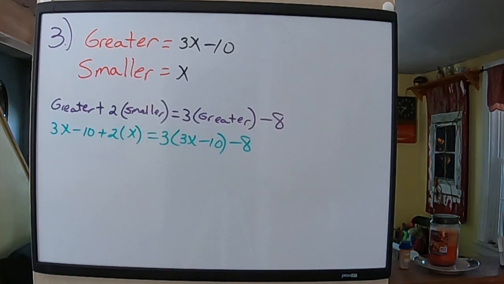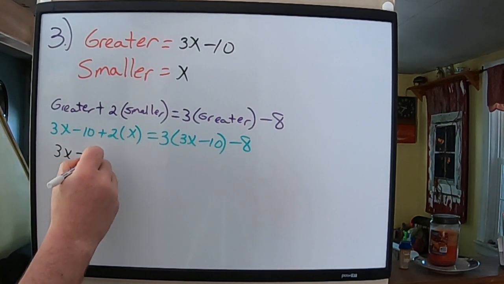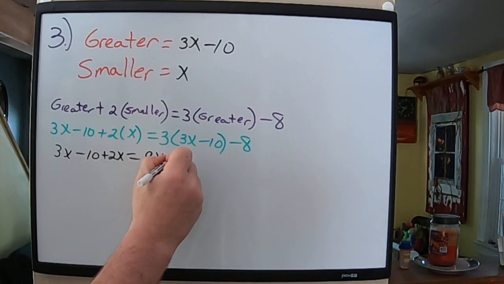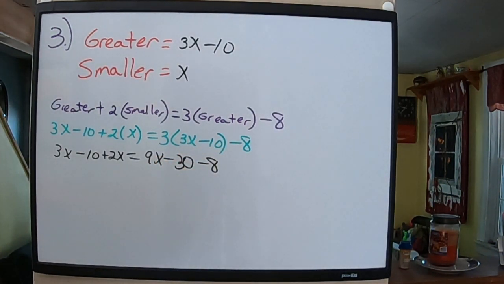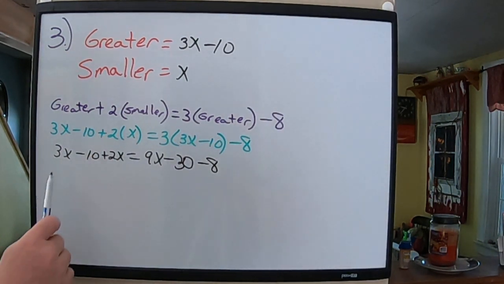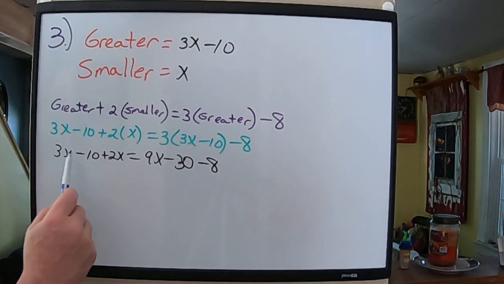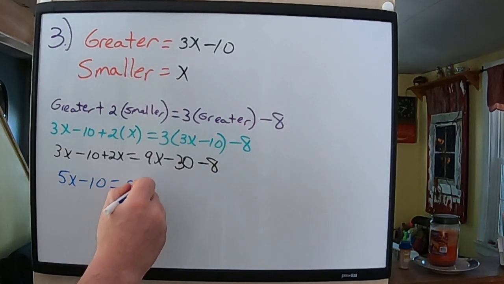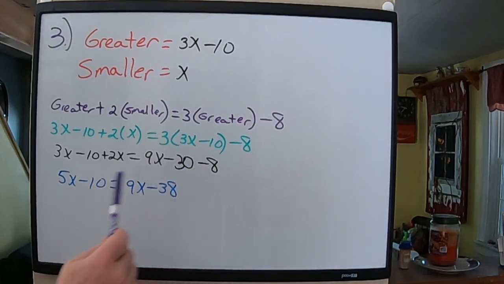The next step in my process is to solve this. So 3x minus 10 plus 2x equals 9x minus 30 minus 8. Be very careful when you're combining like terms. When I first did this one, I saw this negative and thought to apply it to the 2. No, 3x and 2x makes 5x minus 10 equals 9x minus 38. Negative 30 and negative 8.